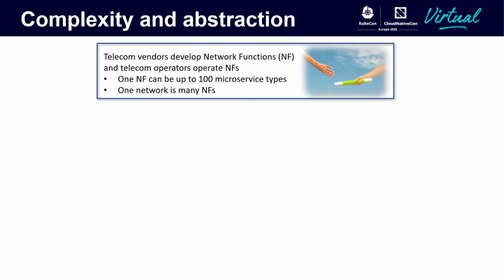If we look into one specific network function, then it can typically be up to 100 different microservice types that create a network function as such. And if you go to the next level, looking at a telecom network as such, it contains several different network functions, and of course many instances of each network function within that network as such.